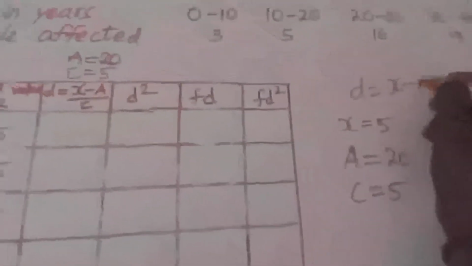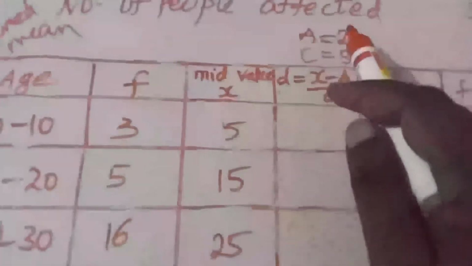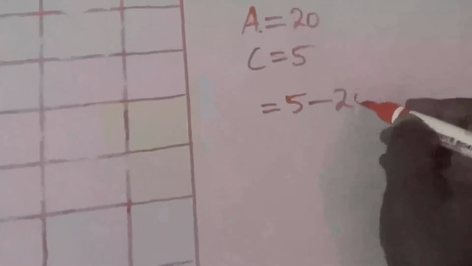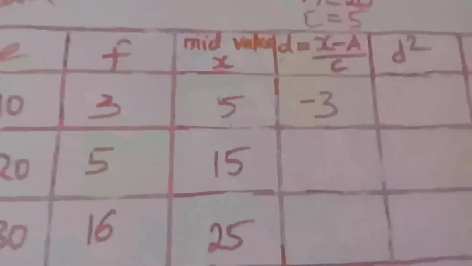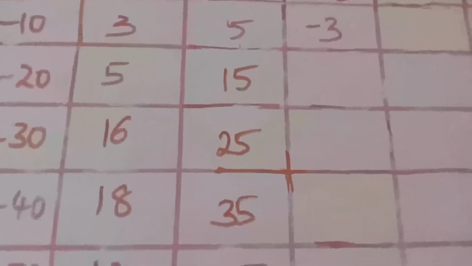So now first, t equal to x minus a by c. For this case, I have taken the x value as 5, a value as 20, c value as 5. So substitute these values: 5 minus 20 by 5, so minus 15 by 5. So the answer is minus 3. Write that minus 3 here. Likewise for all the remaining boxes, you have to fill in the same manner.